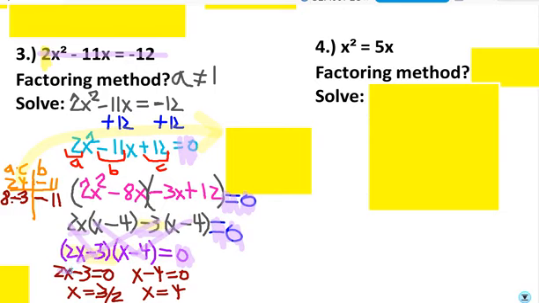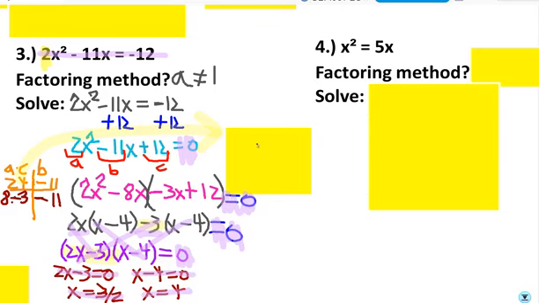2 factors, 2x minus 3 equal to 0. So this is going to be a fractional answer, 3 over 2. And then our second factor, x minus 4 equal to 0. Add 4 to both sides, x equals 4. Those are my solutions to number 3.